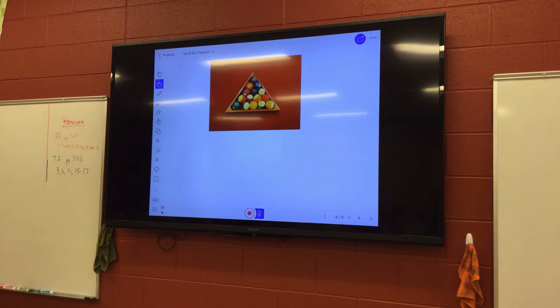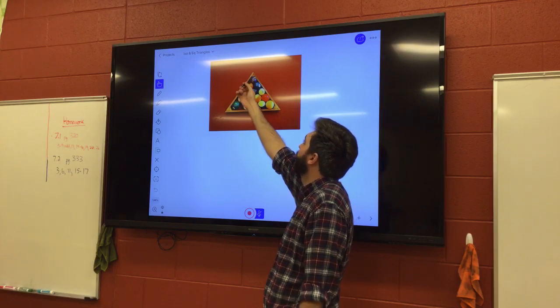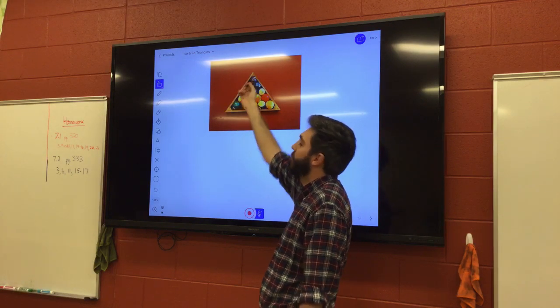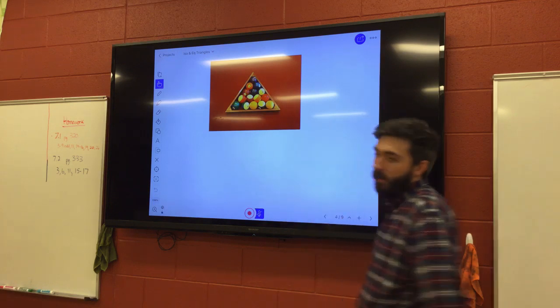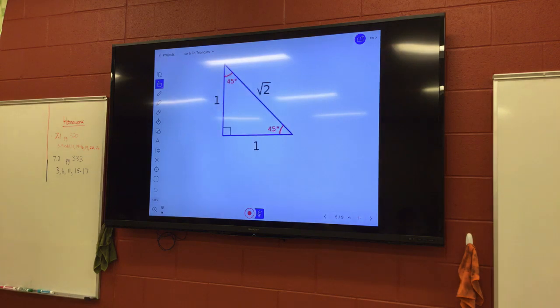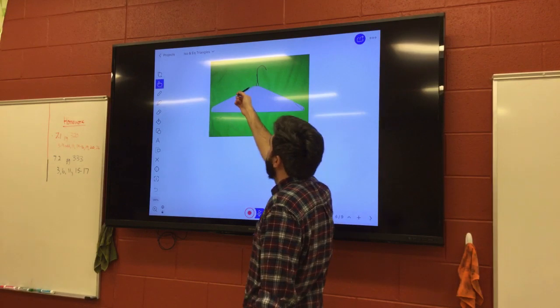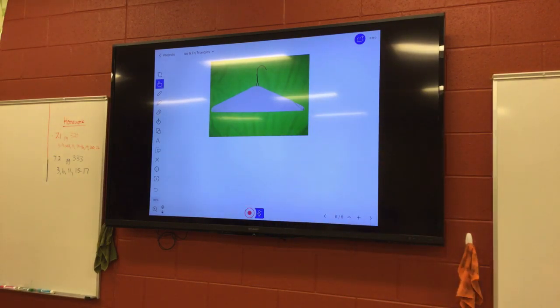How about this? Yeah, it's equilateral. If I count these pole balls up, it's 5 here, and 5 there. So all sides are 5 long. So that's going to be equilateral. What about this? Isosceles. Yeah, isosceles, because it has two sides equal to 1. This one? Yeah, isosceles. Because if I look at these two tops of the coat hanger, those two sides are the same. So it's isosceles.